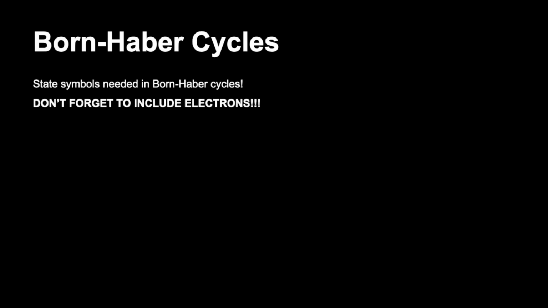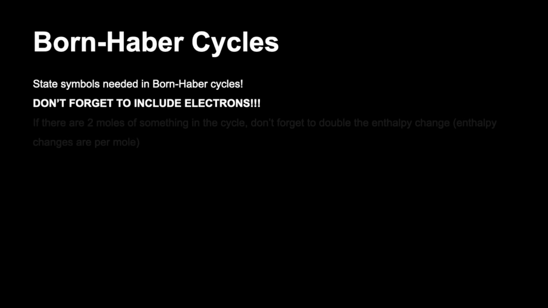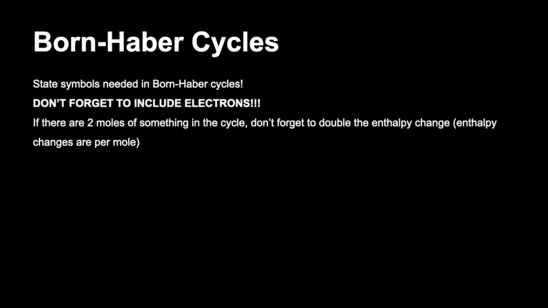Sticking with enthalpy, we'll look at Born-Haber cycles now. State symbols are absolutely essential in Born-Haber cycles. Don't forget to include electrons. Often students forget to include electrons when it gets to the ionization energy stage. If there's 2 moles of something in a cycle, don't forget to double the enthalpy change because enthalpy changes are per mole. And remember, you can only perform 1 change per step.